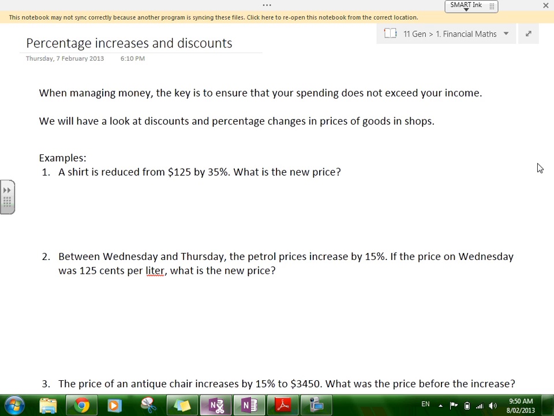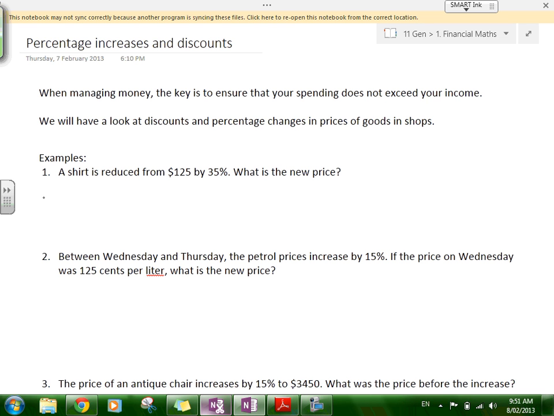So we'll have a look at just firstly discounts and percentage changes in prices of goods and shops or whatever it might be, could be services. We're talking about basic percentage changes of things. Okay? So the first thing is a shirt is reduced from $125 by 35%. What is the new price? Alright, so two ways to do it.